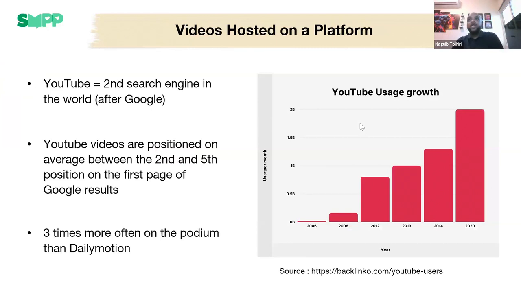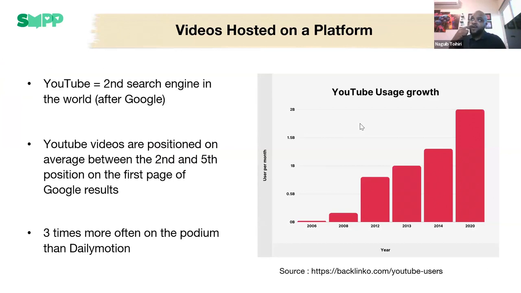And here we tend to forget, but YouTube is actually the second search engine in the world after Google, and owned obviously by Google. So YouTube videos are usually positioned on average between the second and the fifth position of the first page, and it's 3 times more often than other platforms such as Dailymotion.